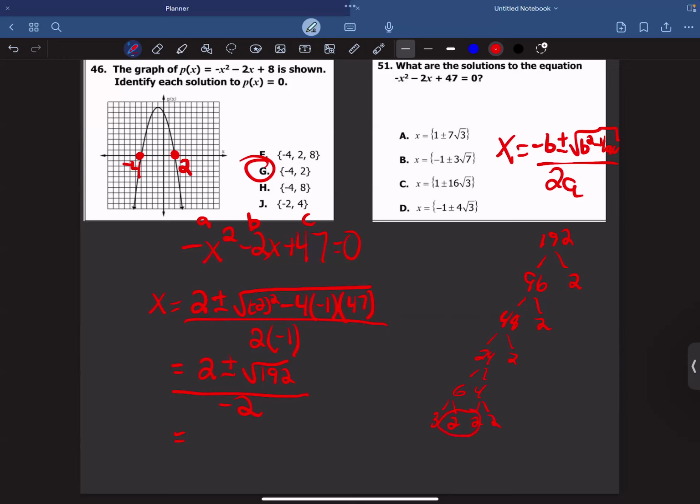Well, I have 1, 2, 3. So 2 times 2 times 2 is going to be 8. And what does that leave? Square root of 3 all over negative 2. Well, then when we divide this out, you're going to get negative 1 plus or minus 4 square root of 3.